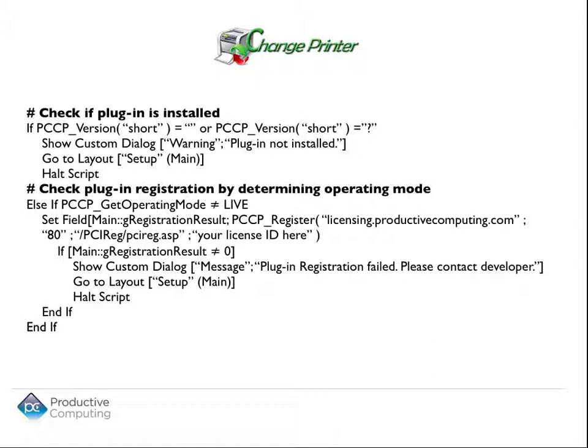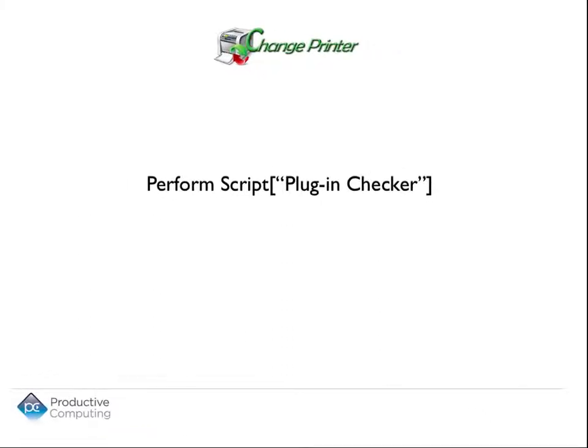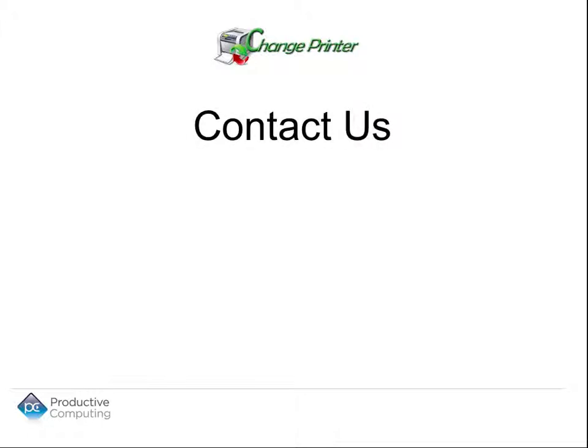Once you have created the appropriate plugin checker script, you can now simply add this script step at the beginning of any scripts using the plugin functions. There are various ways you can implement and write a plugin checker script. The version, getOperatingMode, and register functions are explained in further detail in the plugin documentation. This is just one example to get your creative juices flowing. Now we can begin to integrate the plugin into your FileMaker solution.